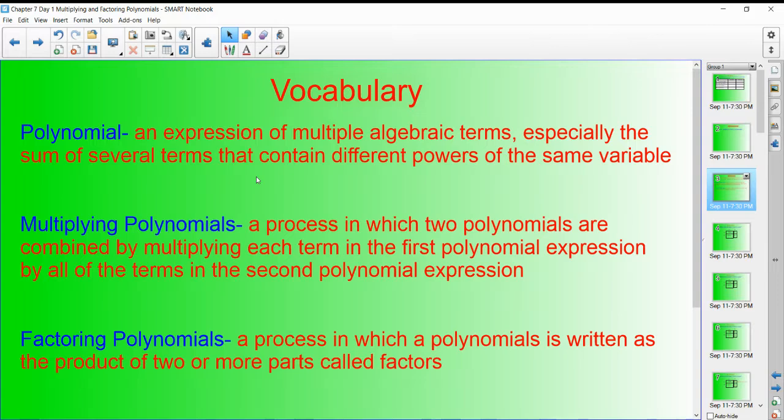Now multiplying polynomials, we're taking two polynomials and combining them. We're going to use some different methods. And factoring is when we take a single polynomial and write it as the product of two polynomials. So we're going to go back and forth based on which type we need. Do we need it in factored form, or do we want it in one giant polynomial expression?